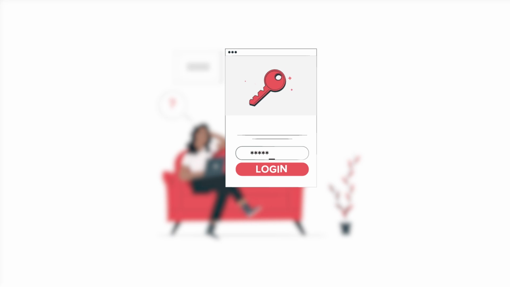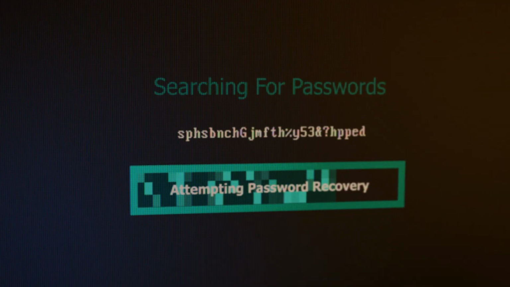There's password attacks, which are techniques like brute force attacks, dictionary attacks, and credential stuffing that are used to crack or guess passwords and gain unauthorized access to accounts. There are man-in-the-middle attacks, also known as MITM. MITM attacks involve intercepting communications between two parties to eavesdrop or modify data in transit.